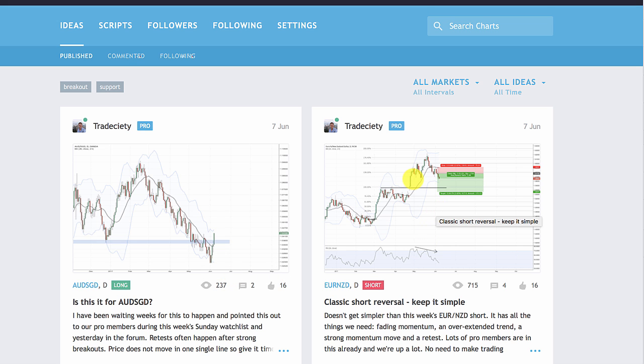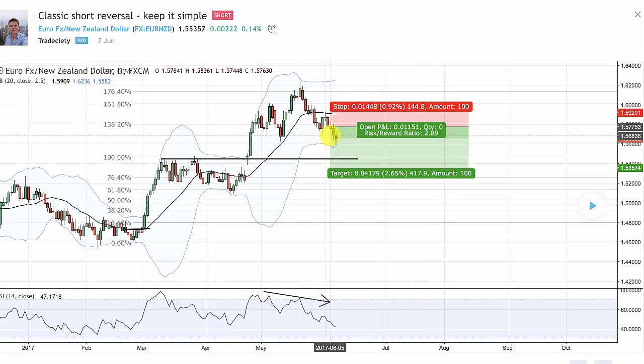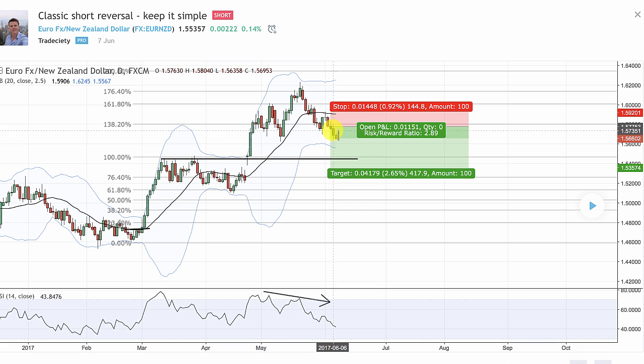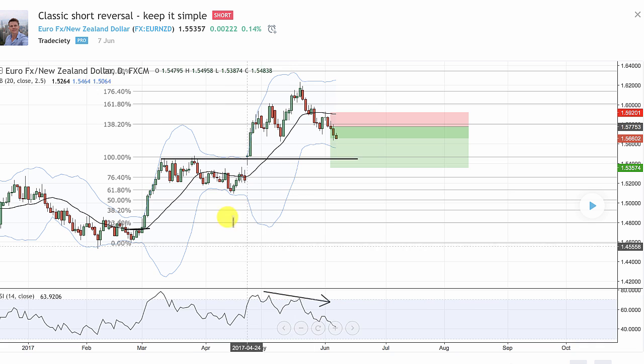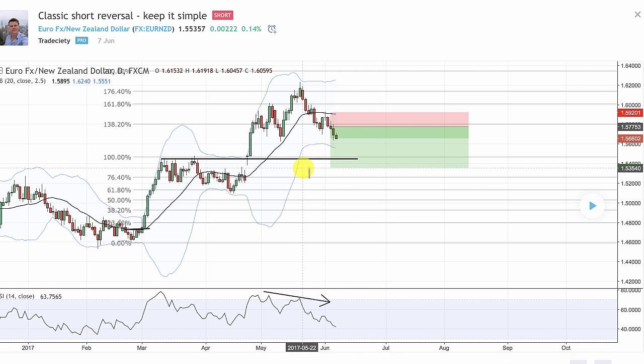And here is the Euro New Zealand. When you click on it, you can see that it opens up, and this is the actual trading idea that I posted a few days back last week. And you can see I was short here after this little candle. I discussed this setup in the pro room as well. We had a divergence, a head and shoulders, and this screenshot was taken when I made this analysis.